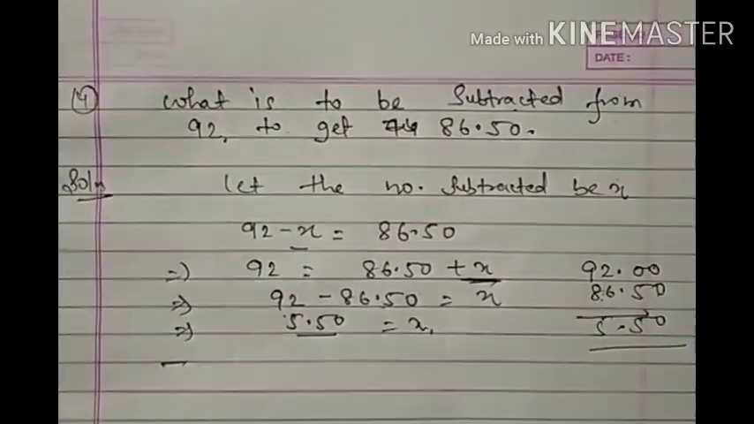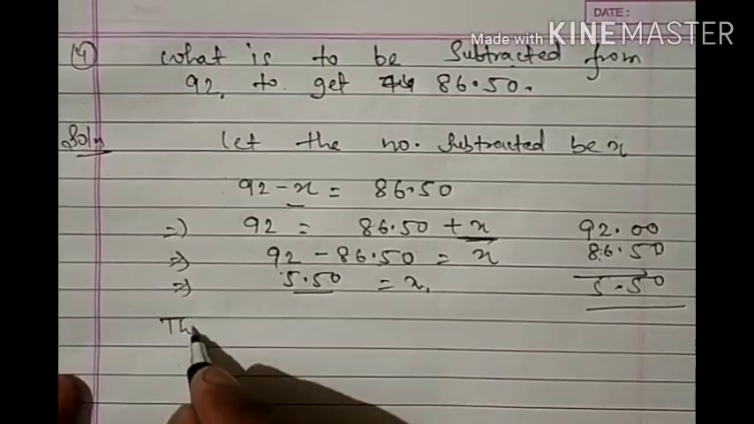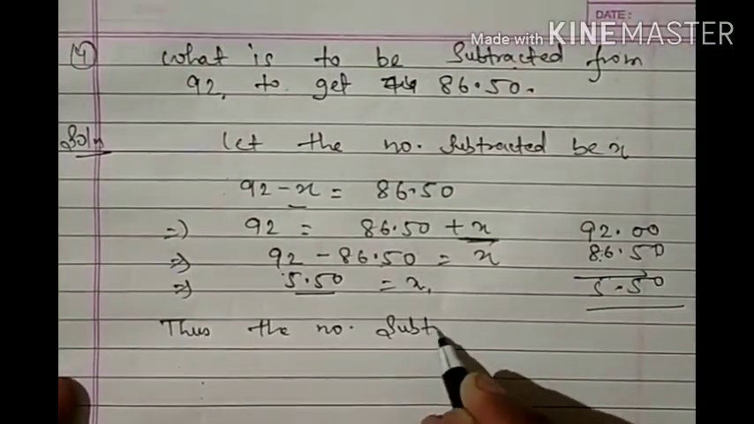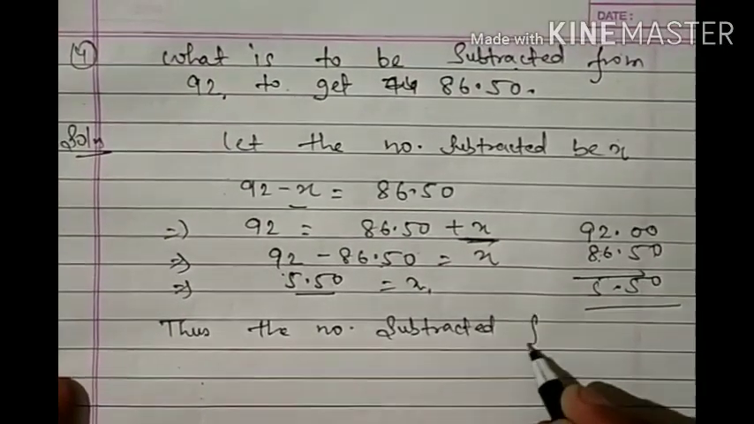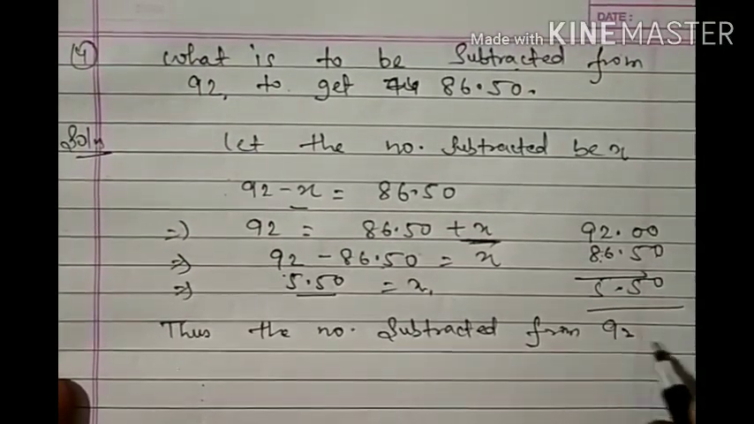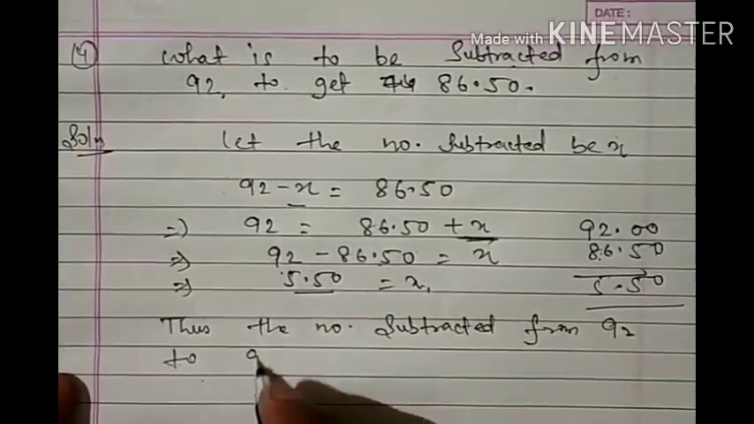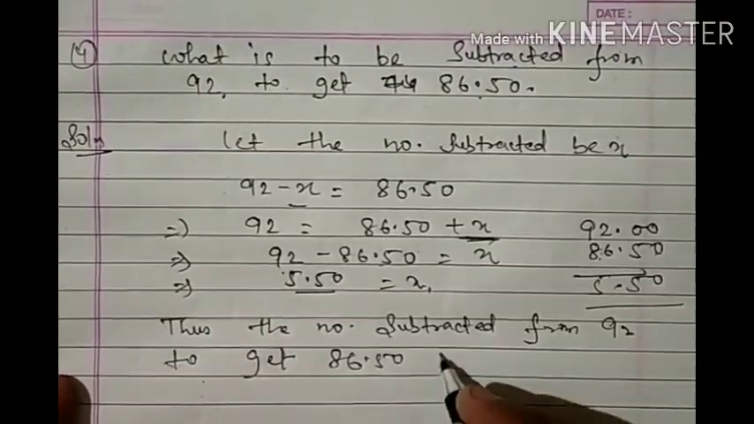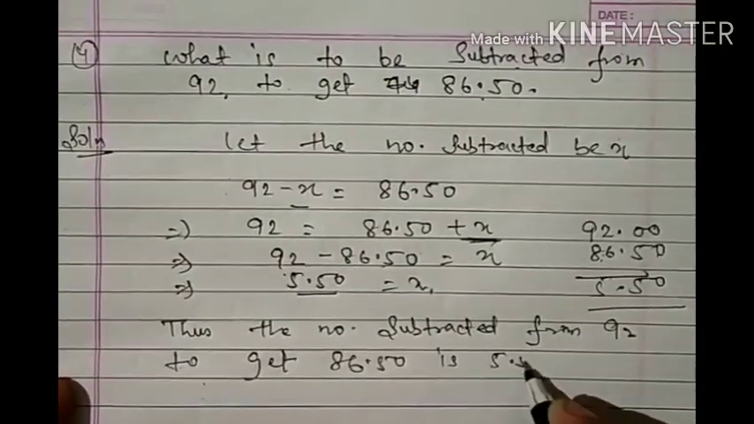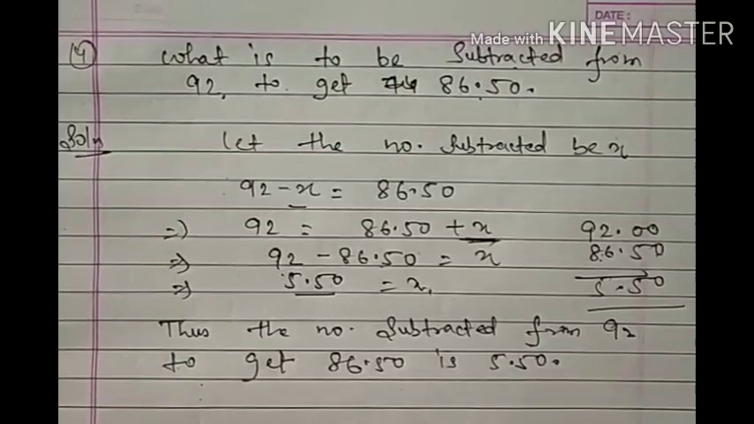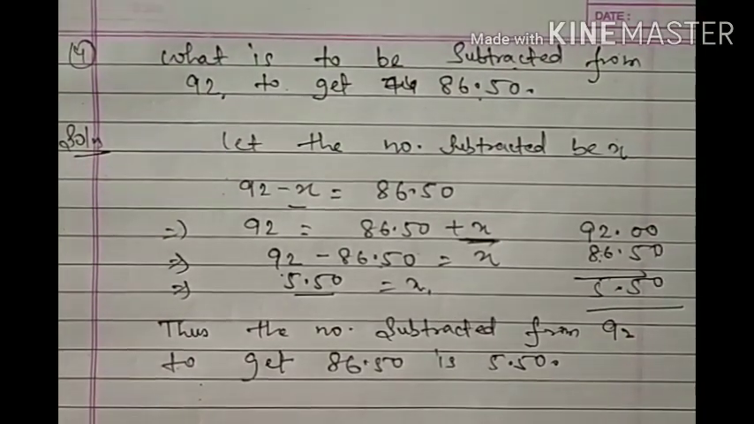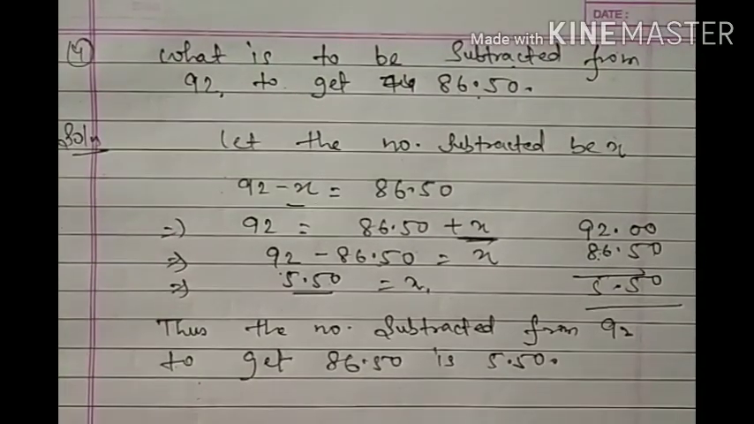Thus we can write, the number subtracted from 92 to get 86.50 is 5.50. We will subtract 5.50 to get 86.50. I hope it is clear to everyone.